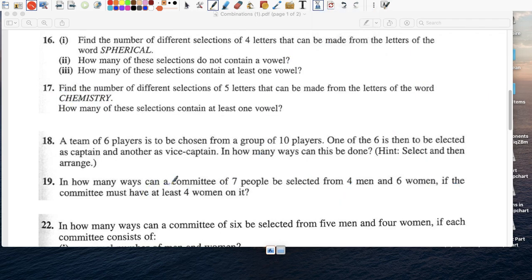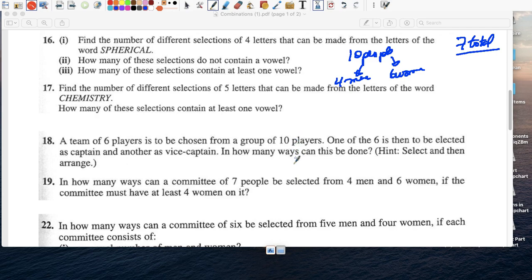How many different ways can a committee of 7 people be selected from 4 men and 6 women? So there's 10 people in total. 4 of them are men, and 6 of them are women. So if the committee must have at least 4 women, we want 7 in total, right? We want a committee to have a total number of 7 people.